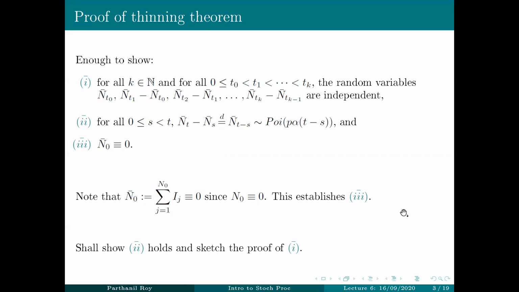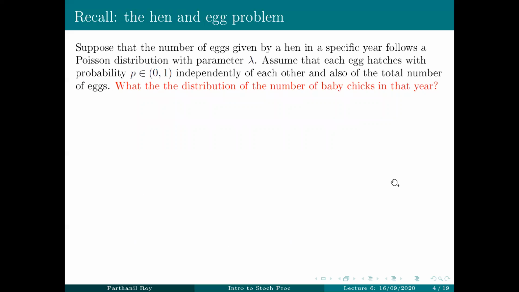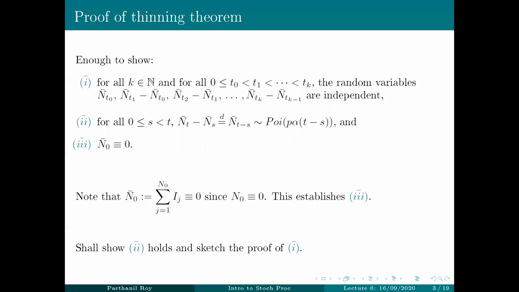The way we are going to proceed is that we will show 2 bar in full detail and then only sketch the proof of 1 bar and leave it for you to fill in the details. So let's start with recalling the hen and egg problem, because we are going to need it in the proof of 2 bar.